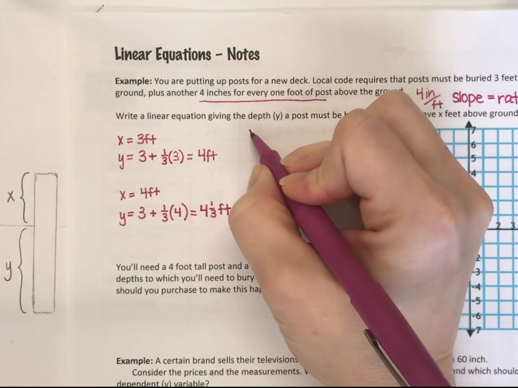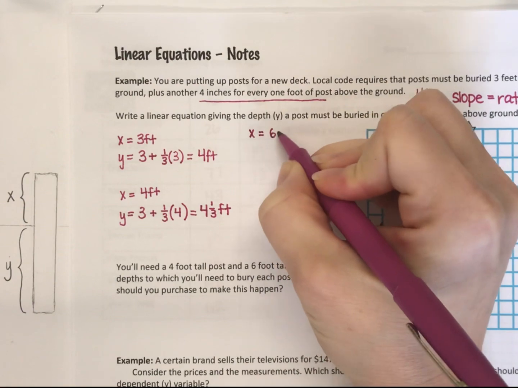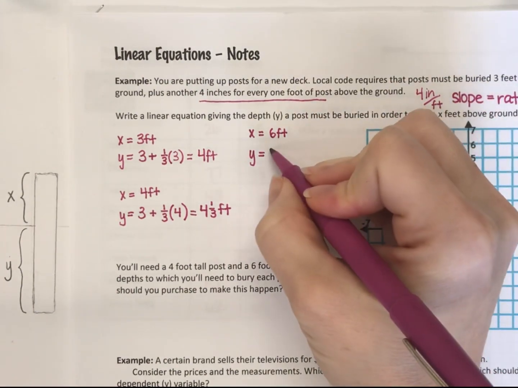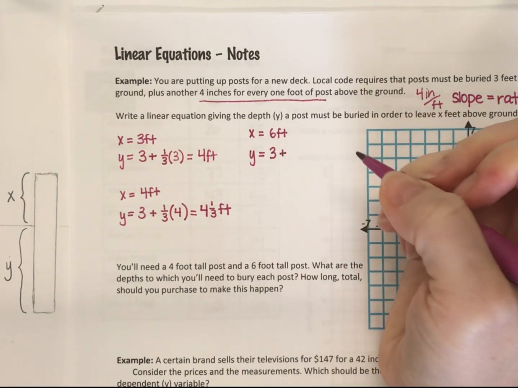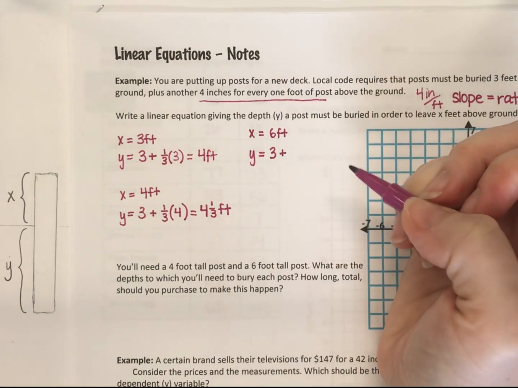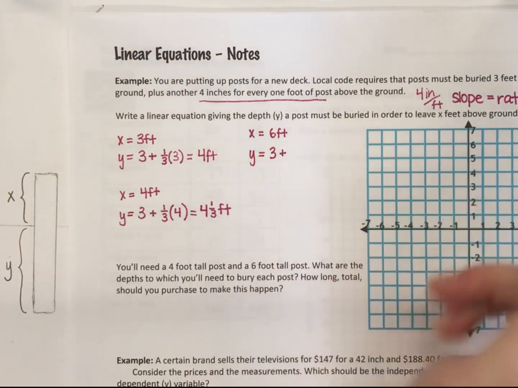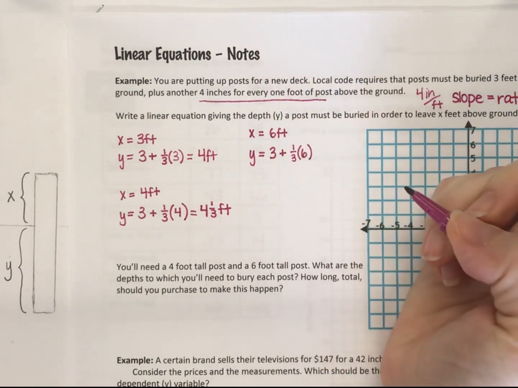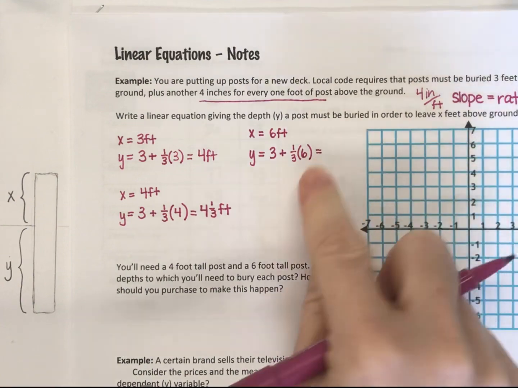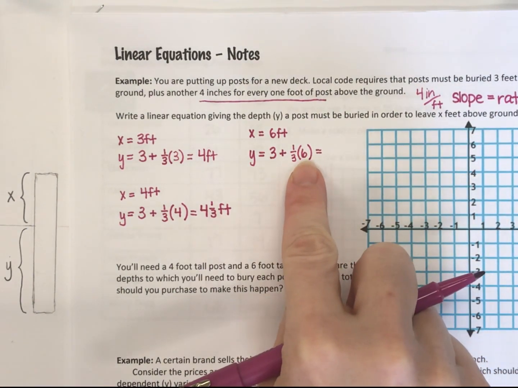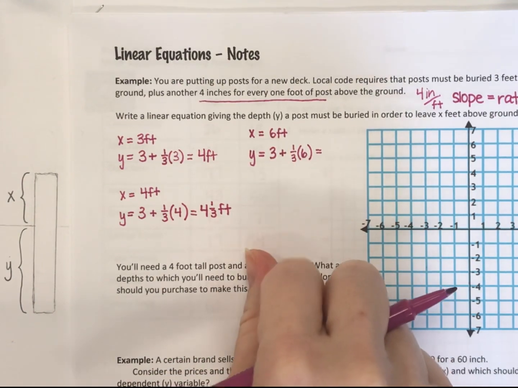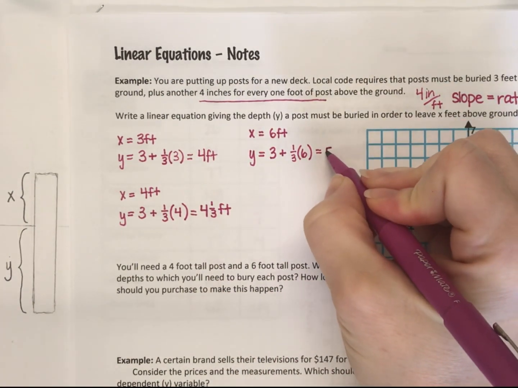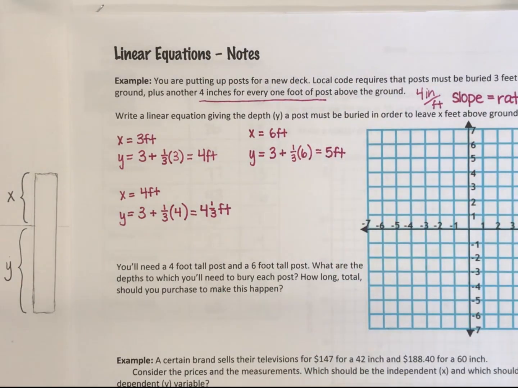Okay, just one more. What if we wanted a 6-foot post? How deep would that have to be buried? The 3 standard feet plus, for every one of those 6 feet, we'd have to include an extra third of a foot, or an extra 4 inches. So an extra third of a foot per foot above ground. And 1/3 times 6 is 2, so that's an extra 2 feet. 6 feet, 4 inches per foot. That's an extra 24 inches, so that comes out to a total of 5 feet buried under the ground.